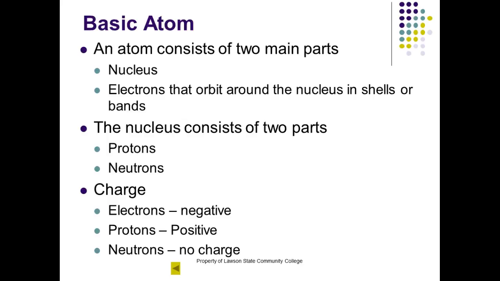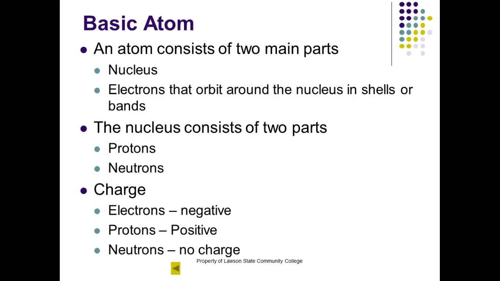An atom consists of two main parts. Hopefully this is a review. We call the inside part, we call the what? The nucleus, and then we have electrons that orbit around the nucleus in shells or bands. So the nucleus consists of two parts. It consists of protons and neutrons.